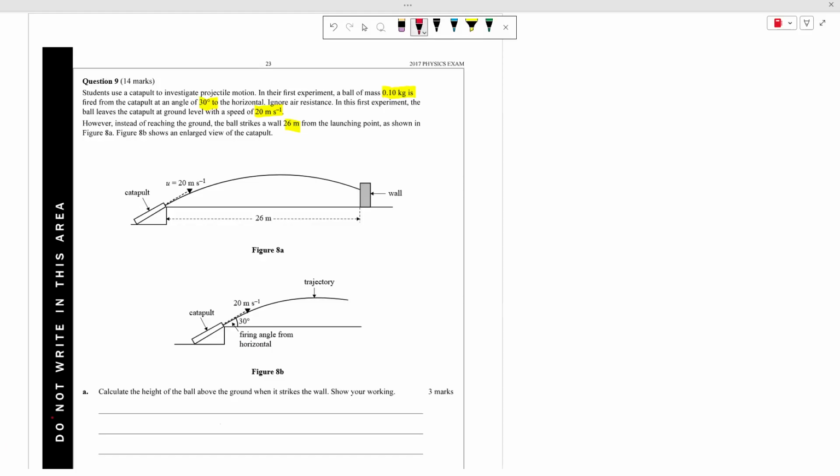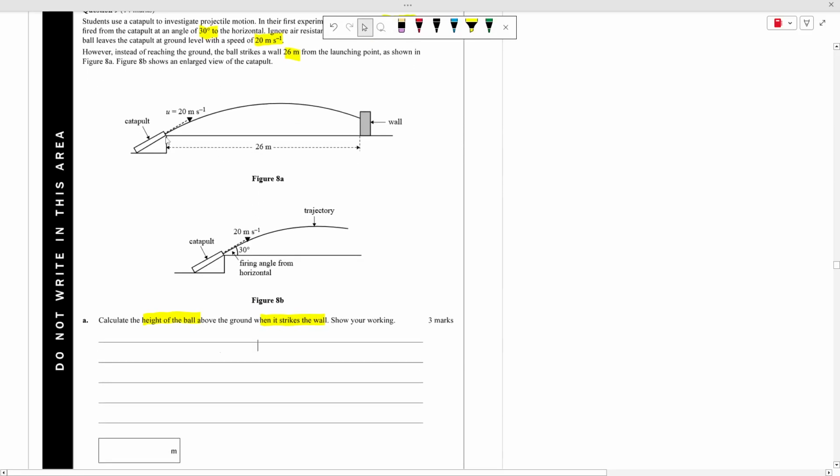Right, the question is: calculate the height of the ball above the ground when it strikes the wall. Show your working. So, with a question like this, typically what you need to do is work out how long it would take for the ball to travel that distance horizontally. And then using that time, you would then say, okay, what's the height of the ball after that time? So it's kind of a two-part thing.